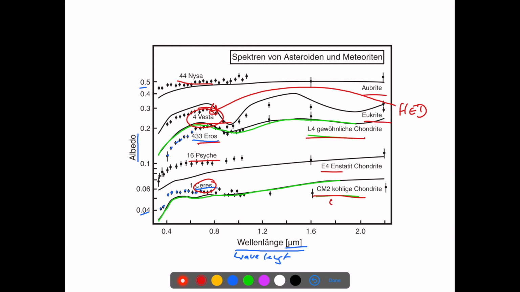For example, carbonaceous chondrites are usually associated with C-type asteroids, or ordinary chondrites with S-type asteroids, and so on. So with this technique, it is possible to actually find the origin of meteorites, so the asteroids from which the meteorites originate, or at least the type of asteroid from which these meteorites originate, which is very important information for looking at the structure of the solar system.